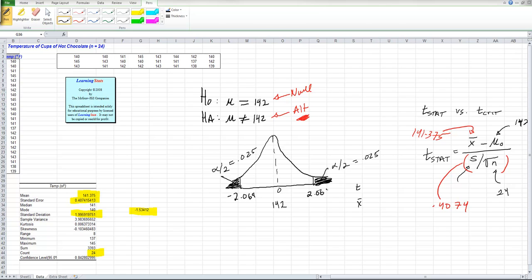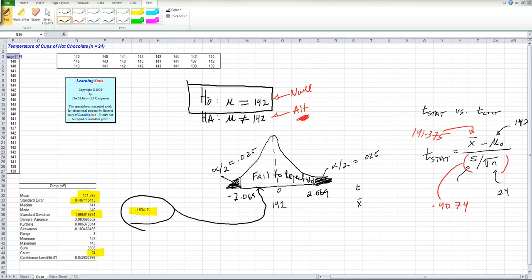So negative 2.069, and positive 2.069, and I'm just comparing this thing. This test statistic falls somewhere here, which is in my fail to reject region. It's always framed in terms of the null. So I fail to reject the null. I'm finding support for the null hypothesis. And so we should not recalibrate the machine. We're finding evidence in favor of the hypothesized value that indeed the average temperature is 142.